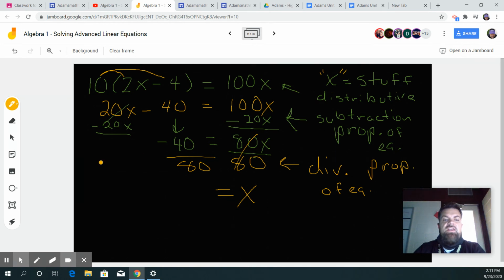Now, negative 40 over 80, if I divide the top by 40, I'm thinking in my head, I'm going to take this and divide it by 40. And whatever I do on the top, I've got to do on the bottom. So negative 40 divided by 40 is negative 1. 80 divided by 40 is a positive 2. So we're going to get negative 1/2.